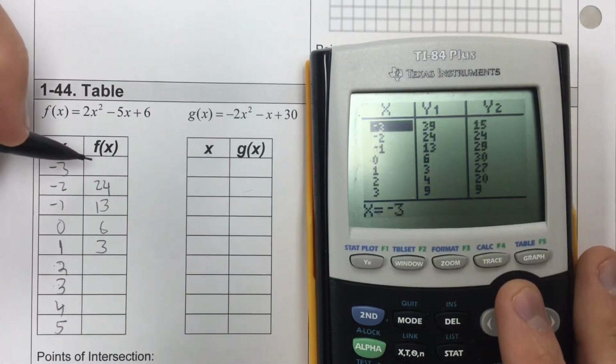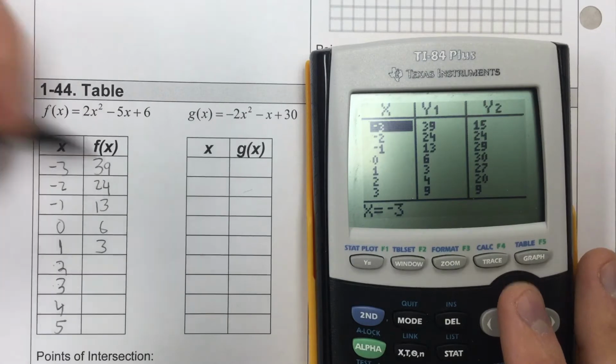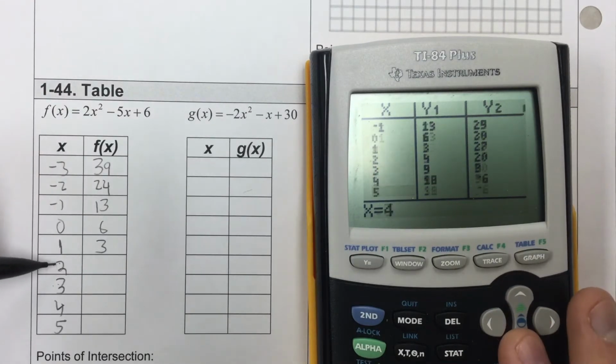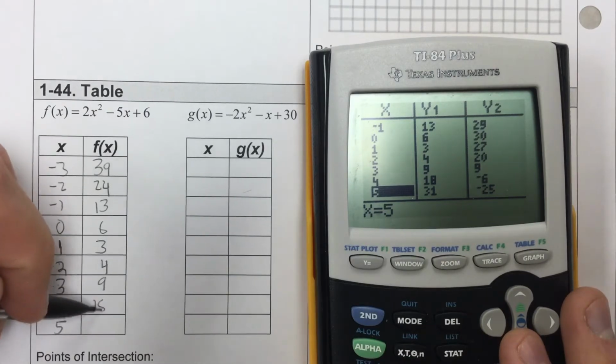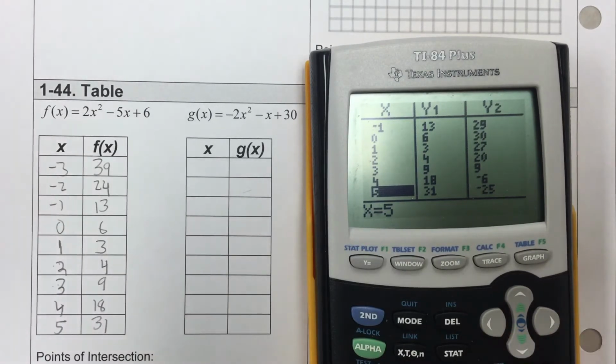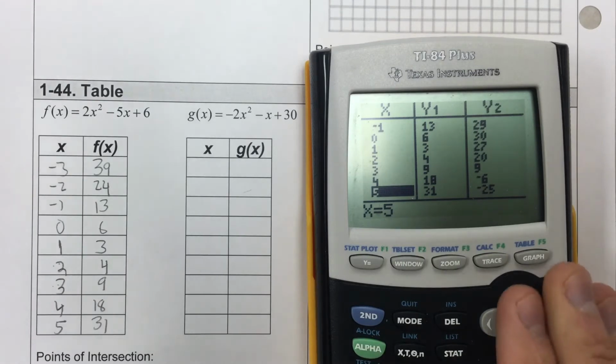24, and 39. And then as I go down, 2 is 4, 9, 18, and 31. So again, the vertex isn't on our table because it's going to be a decimal, but we have the lowest point that we saw on our table, and we'll be able to get a good U shape off of that.